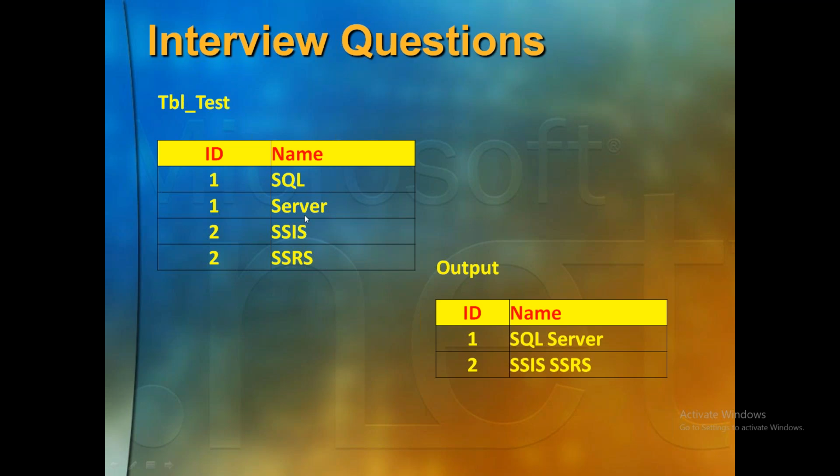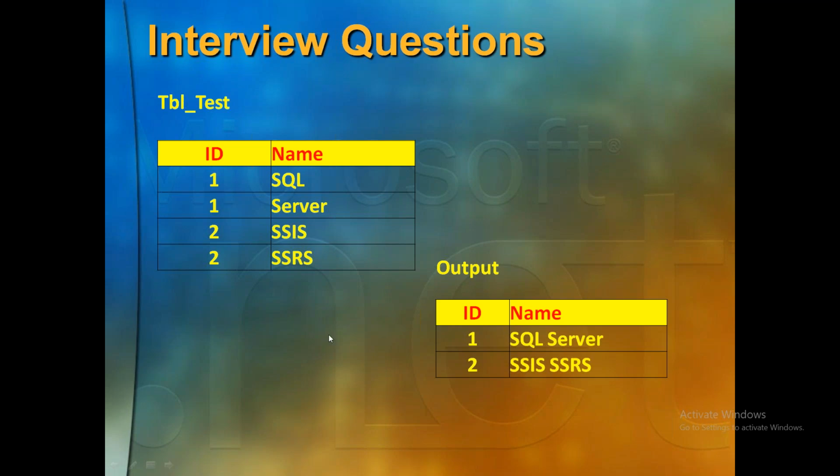I think there is one more interview question. I have SQL and Server, I have SSIS and SSRS. When the ID is the same, I want to get the data like this: SQL and Server in one row, and for 2, SSIS and SSRS, in one row. These are multiple rows that have to be grouped together so I get them in one row, based on this number. Clear? The table name is table test. This is also one more interview question asked recently.